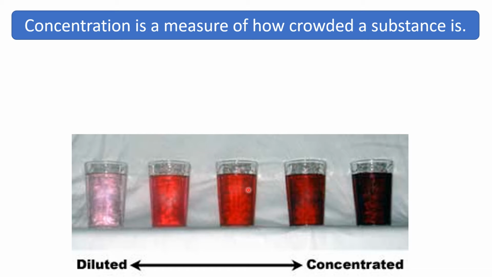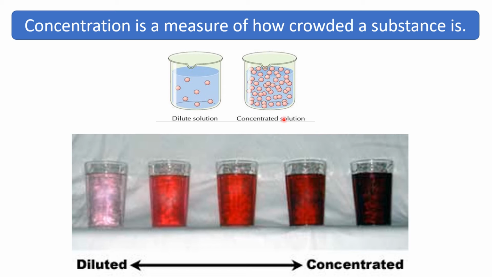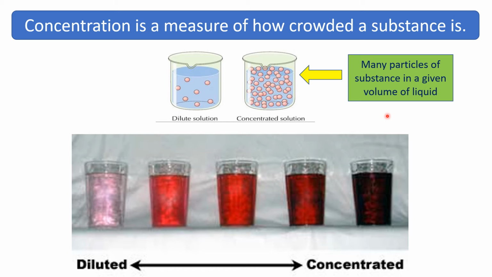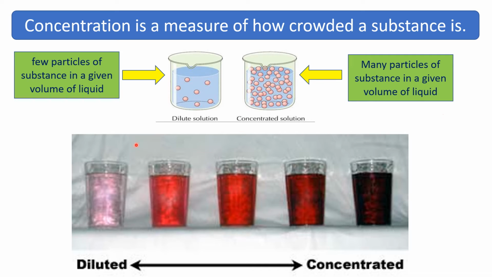So if you notice, all these beakers have the same volume of liquid in them, but it's obvious that this one contains more juice particles than this one here. This is mostly water. So if we look at this diagram here, here's the concentrated solution, and you can see that there are many more particles of the substance, in our example the juice, in the volume of liquid, which is the water. In comparison, this one here is diluted, so you've got fewer juice particles in the same volume of liquid.